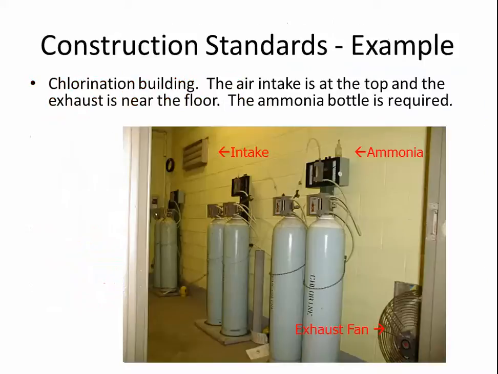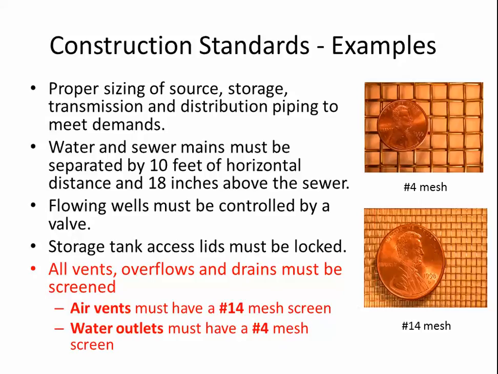So this is just an example of some construction standards. This is a gaseous chlorination building, and according to the standards, the air intake has to be at the top and an exhaust near the floor so that there's a circulation, and then an ammonia bottle is required in case of emergencies. Here's some other examples.